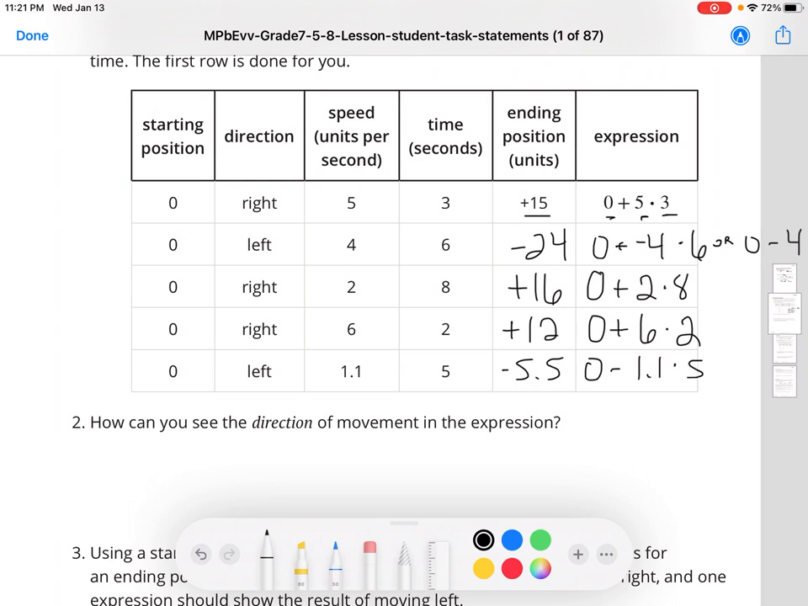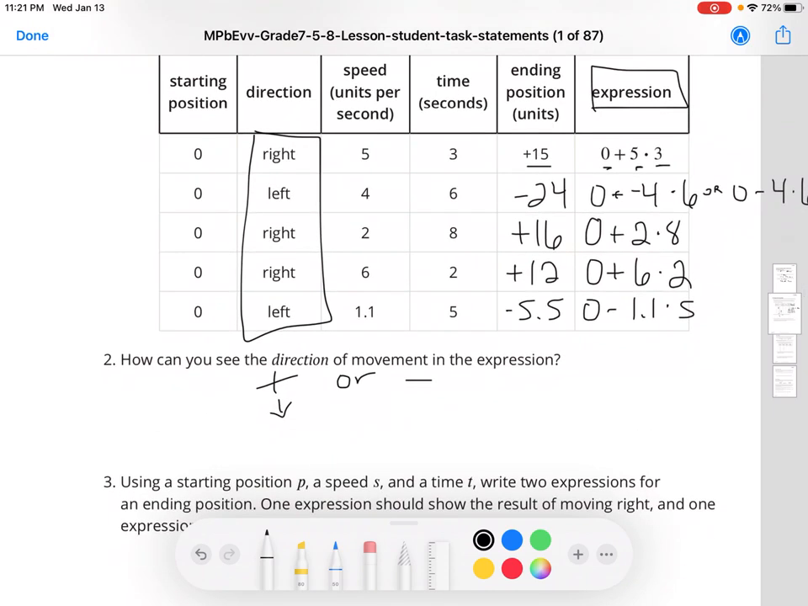Number 2 says, how can you see the direction? So our directions, how can you see that direction of movement in the expression? So the plus or the minus. So if you see a positive or addition, that means I'm moving to the right. If I see the negative or the subtraction sign, that means I'm moving to the left.